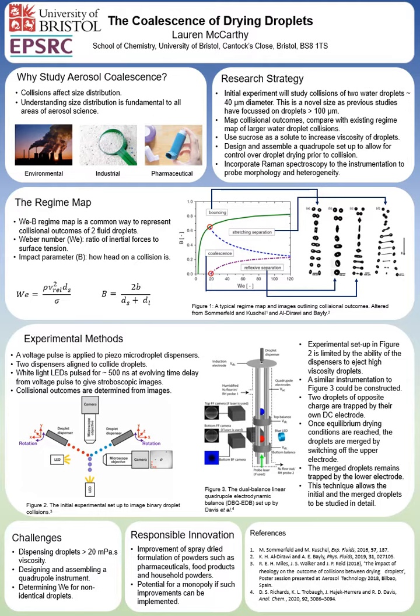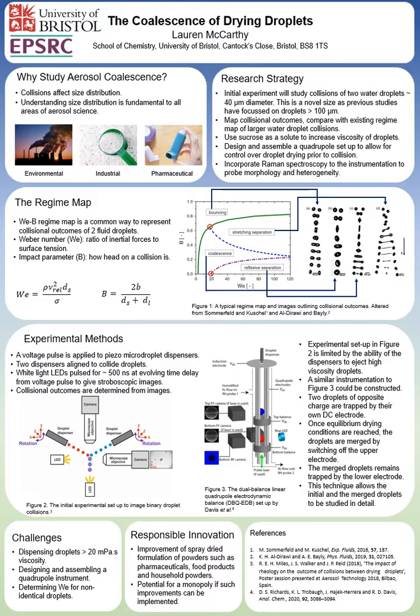So instead, I'd like to design an instrument similar to the quadrupole setup in figure 3. So in this setup, two droplets of opposite charge are trapped in their own DC electrode, and once the droplets have dried, the upper electrode is switched off and the two droplets collide, and the resulting merged droplet is trapped in the lower electrode. So this allows more control over the initial and the merged droplets as they can be trapped.